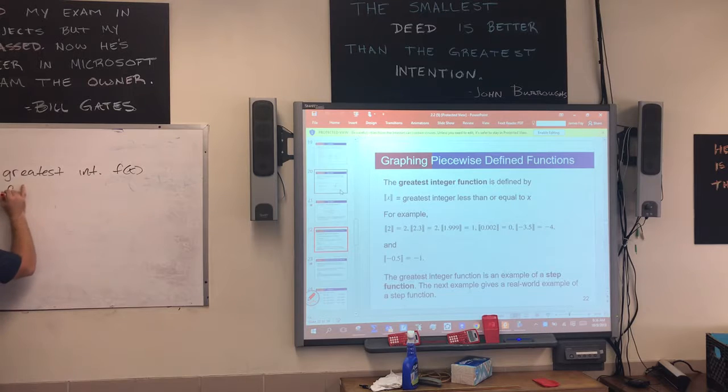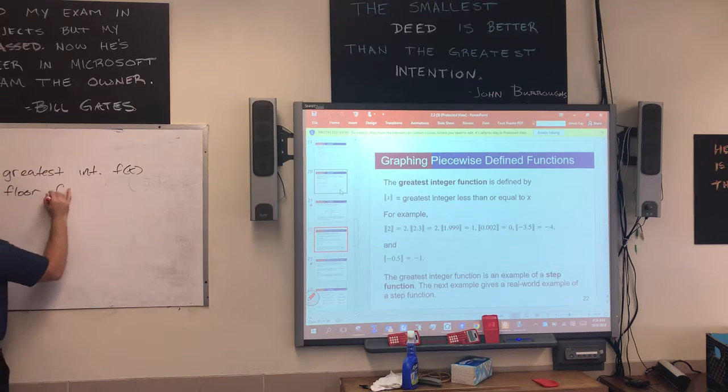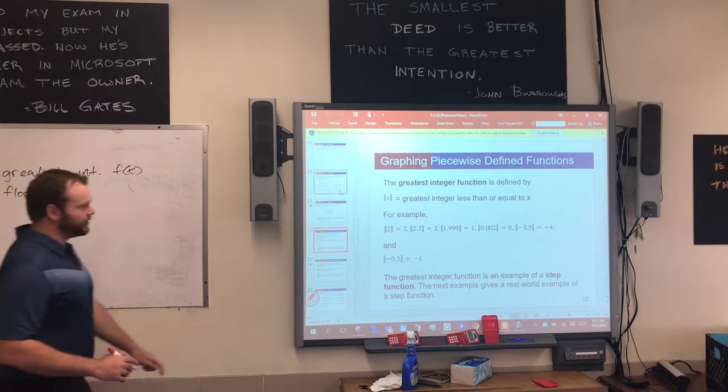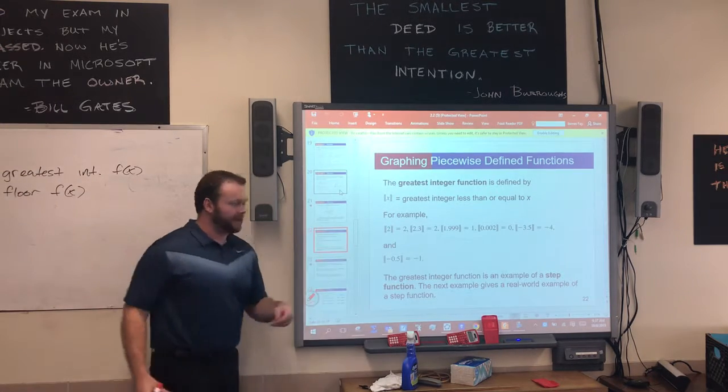sometimes it's referred to as the floor function. Basically, what's going to happen when we say greatest integer function is that whatever your input value is, you're going to round down to the previous integer, unless it is an integer, and then it kicks back that integer as an output.